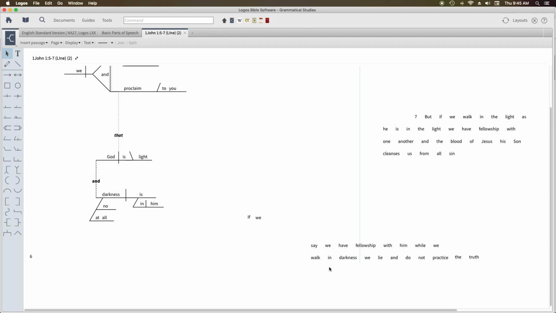So we walk in darkness. That's actually going to be your main subject and your main verb. So let's just go with we walk. That's the subject and the verb. So we always want to start with our subject and verb. Well, let's do it here. We walk in darkness. Let's see, if we say we have fellowship with him while we walk in darkness. Oh, I'm sorry, I take that back. We lie is the actual main clause here. We lie.